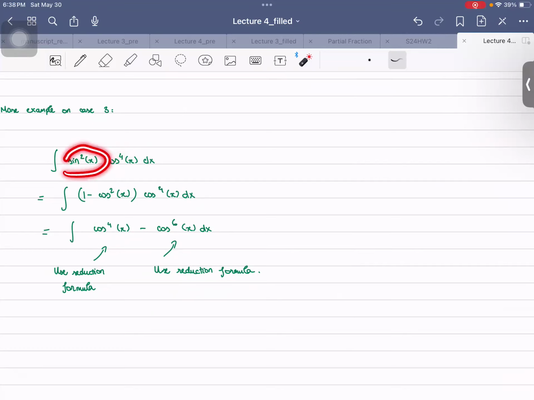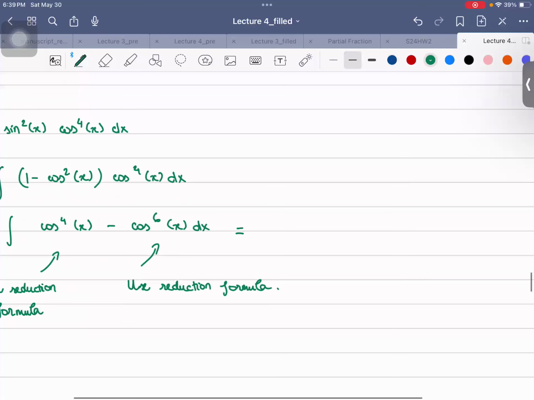So over here, firstly, I rewrite sine squared as 1 minus cosine squared. Again, I use the trig identity. This is the famous identity you should know for the trigonometric functions. Then you have cosine to the power of 4. You have 1 minus cosine squared times cosine to the power of 4. You distribute this into the parentheses. You have cosine to the power of 4 minus cosine to the power of 6. And again, you can use the reduction formulas, because you can rewrite this as the integral of cosine to the power of 4 dx minus the integral of cosine to the power of 6 dx.